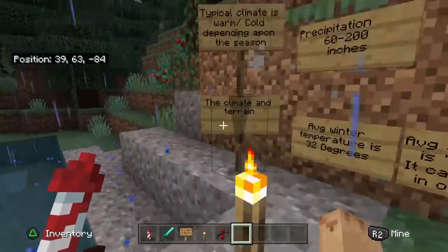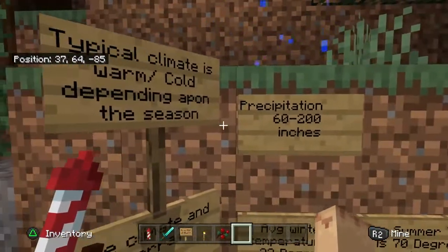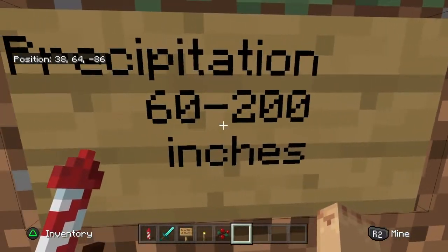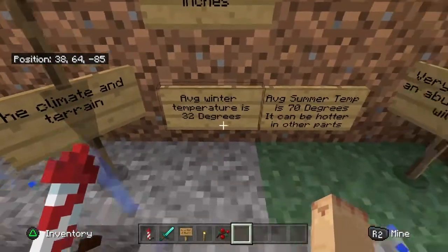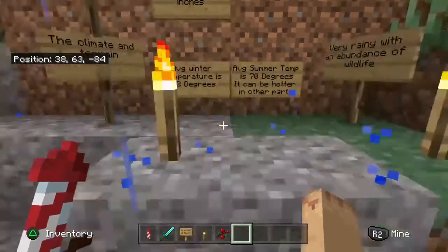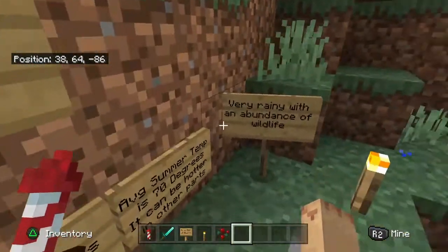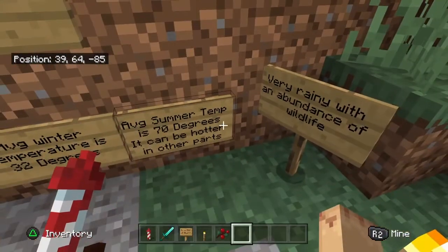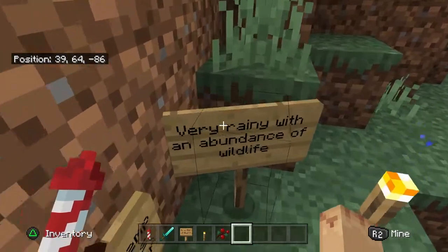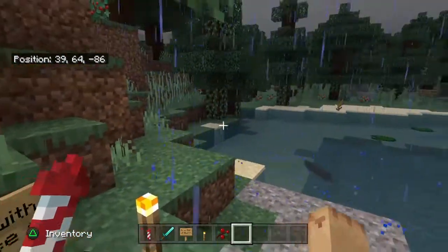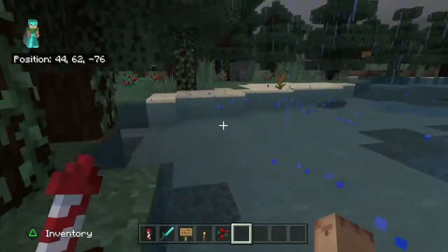Over here we got the climate and terrain. So the typical climate is warm or cold depending upon the season. The precipitation can get up to 60 to 200 inches. That's very rainy. And the average winter temperature is 32 degrees and the average summer temperature is 70 degrees, but it can be hotter in other parts near the equator, like in Australia, where it can be much higher than 70 degrees. So this place is very rainy and it has an abundance of wildlife. So we got our salmon, we have bears.